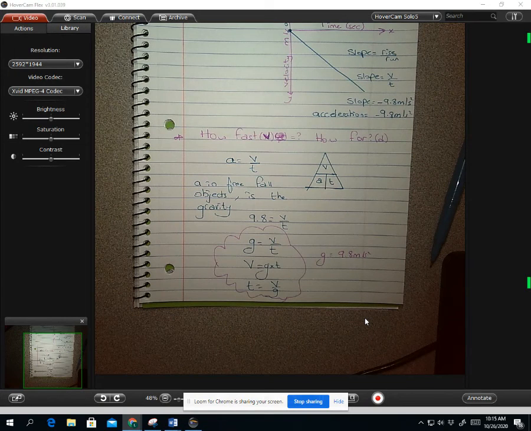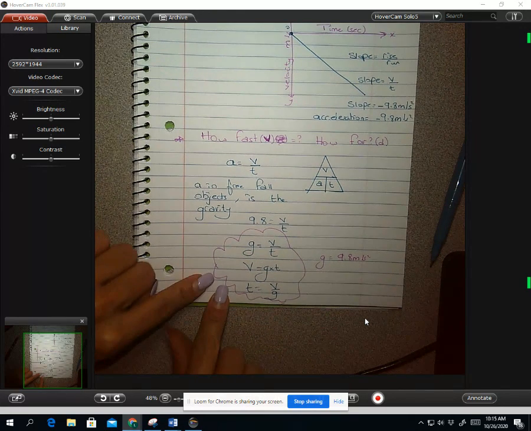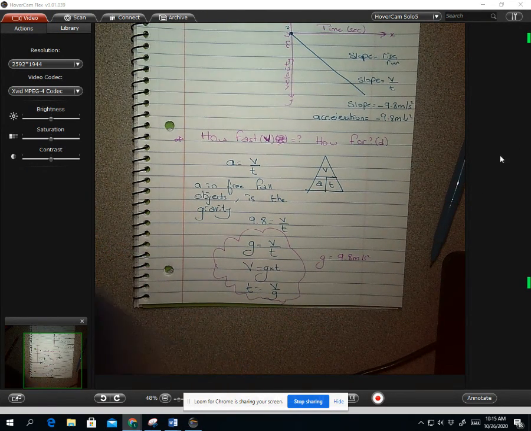All right, so that will be it for now. We're going to work on more examples and more equations, but for now I'm just going to stop recording, and the following recording is going to be about more formulas that we're going to use for the free fall object.